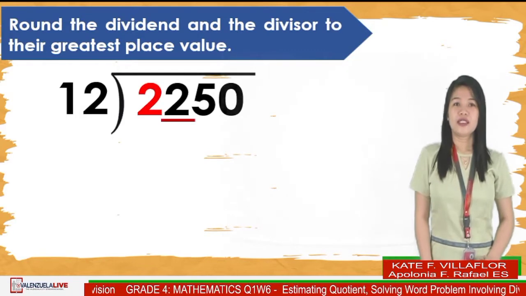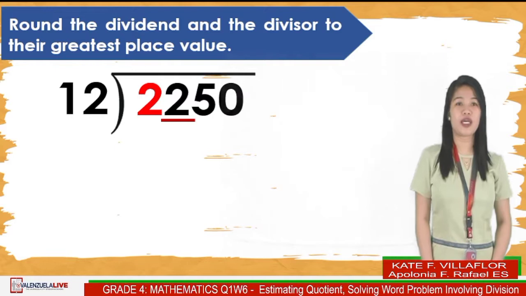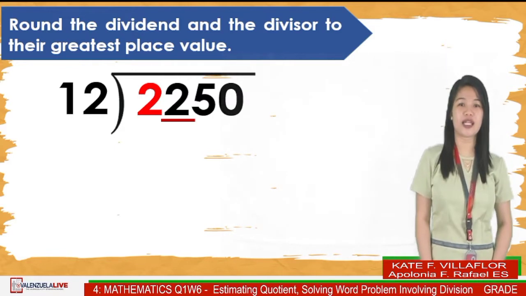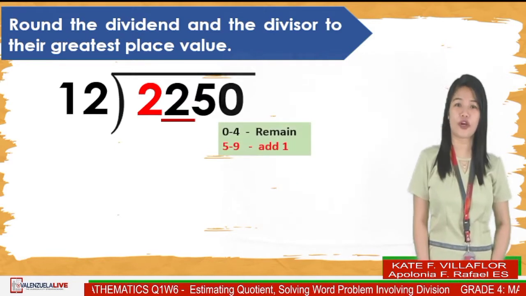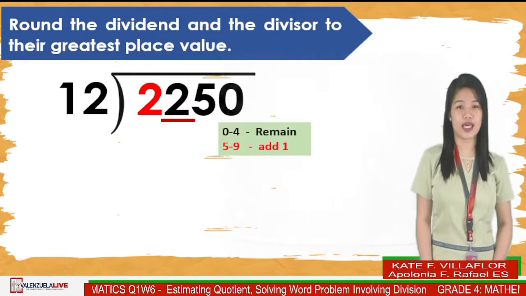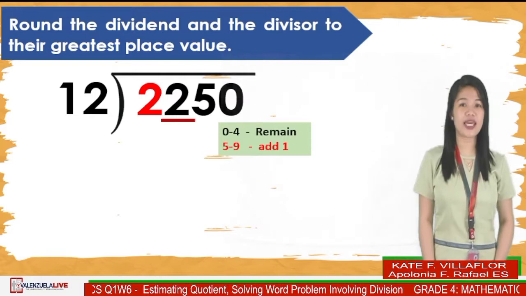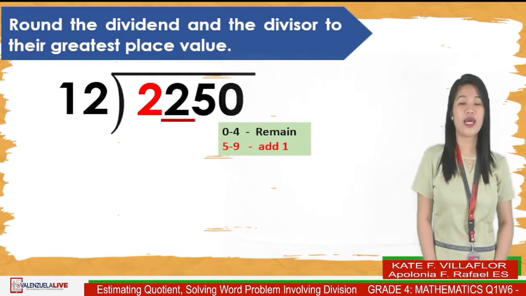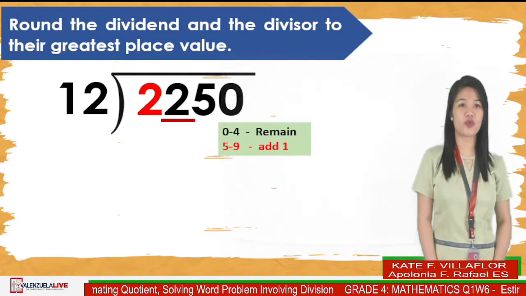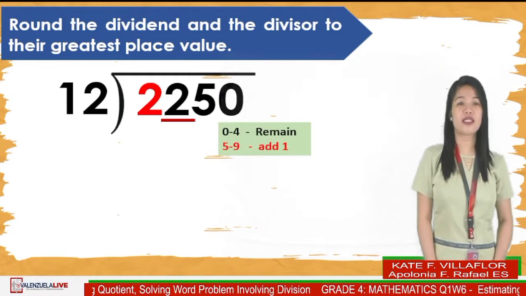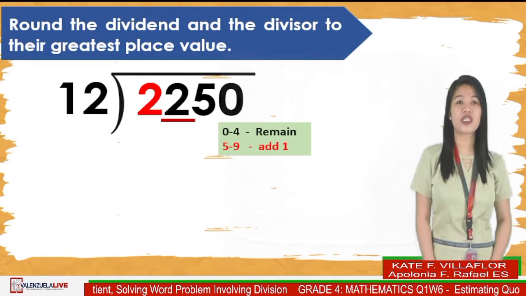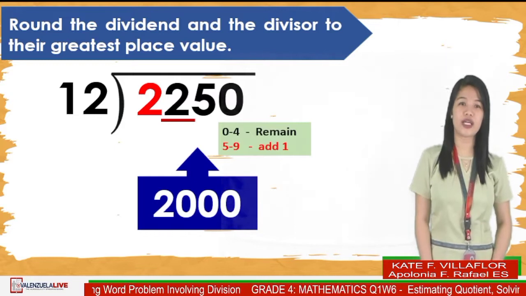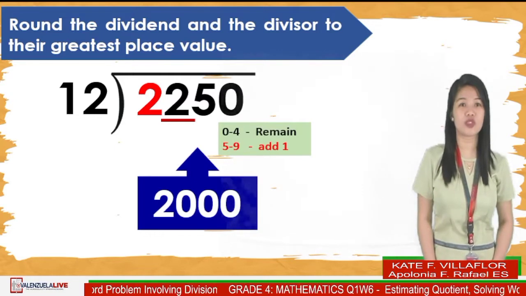Then, the digit to the right of 2 is 2. Remember, if the digit to the right is less than 5 or 0 to 4, the digit will remain the same. And if the digit to the right is greater than 5 or 5 to 9, you need to add 1. Since the digit to the right of 2 is 2, so that it is less than 5, the digit will remain the same. So, if we round off 2,250, the answer is 2,000.